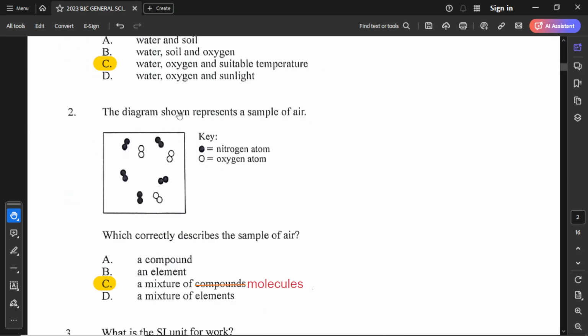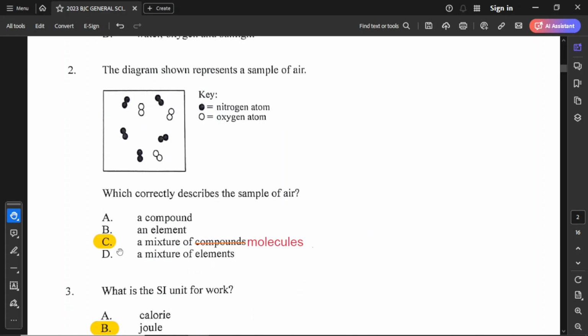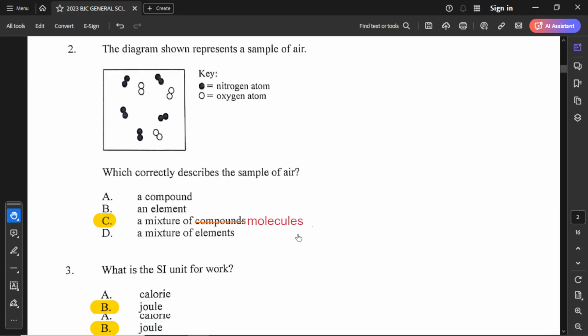For question number two, the diagram shown represents a sample of air. And here we have a key, which is the shaded dots will be nitrogen and the unshaded dots will be oxygen. Notice that they are combined together, so these are molecules. So it says, which character describes the sample of air? And the answer is not given here, so the correct answer is really a mixture of molecules. All right, so I just cross out the word compounds to molecules.